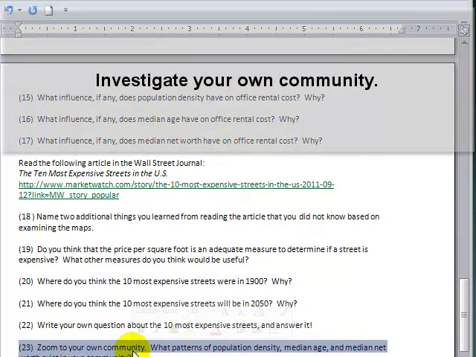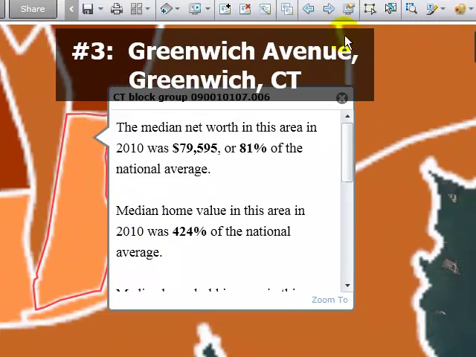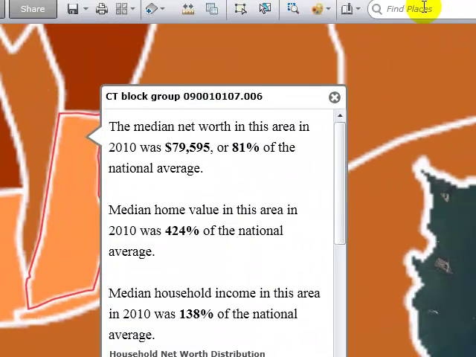Next is one of my favorite parts of the whole lesson. Zoom into your own community. What patterns of population density, median age, and median net worth exist in your community? How do I do that? I'm going to go to the Mapping tab, and I'm going to find places.